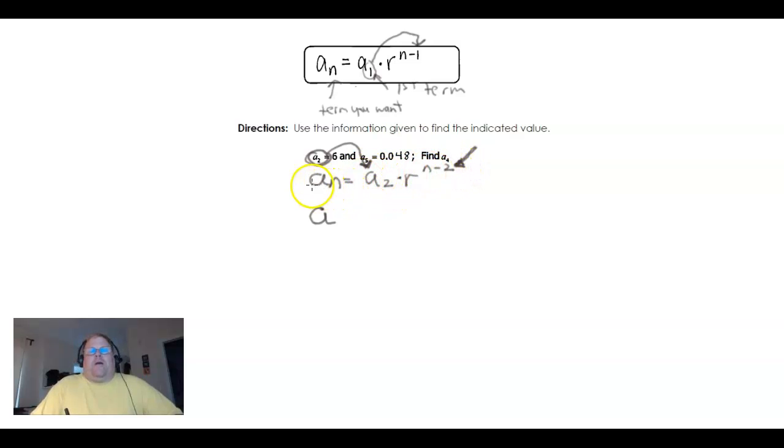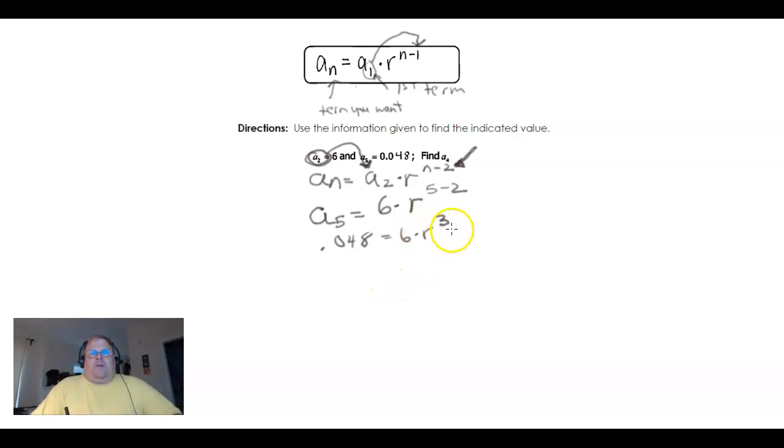Alright, so I'm going to plug in a 5. That's the one I have over here, actually. I don't want to do too much work, but let me plug in so you can see what it looks like. 6 times, we don't have r, that's the problem that we don't have. And then we have 5 minus 2. Okay, so 0.048 equals 6 times r cubed.